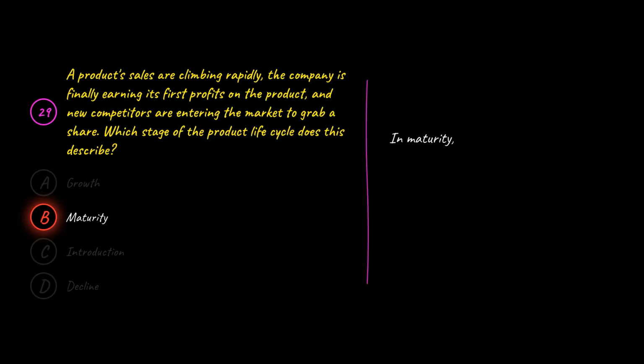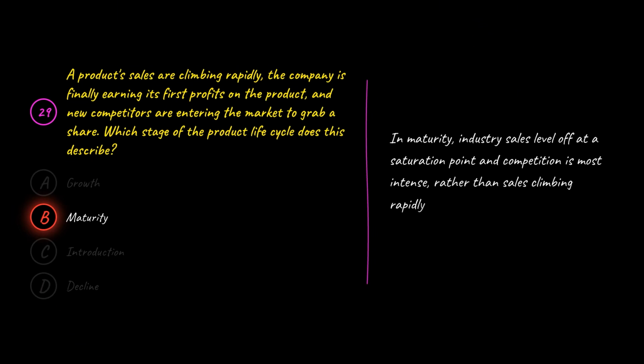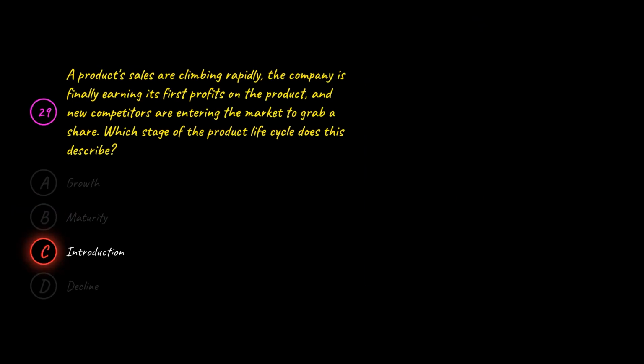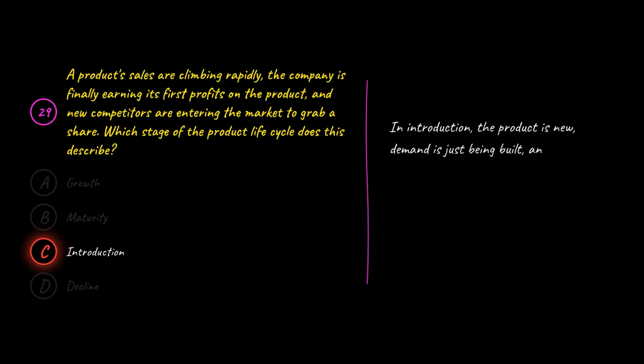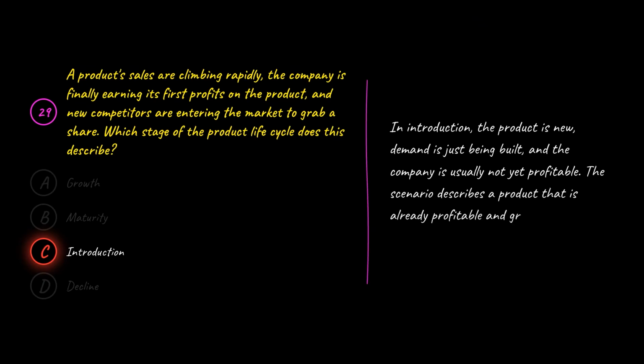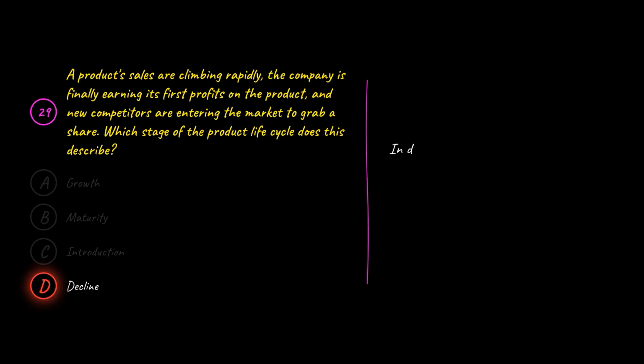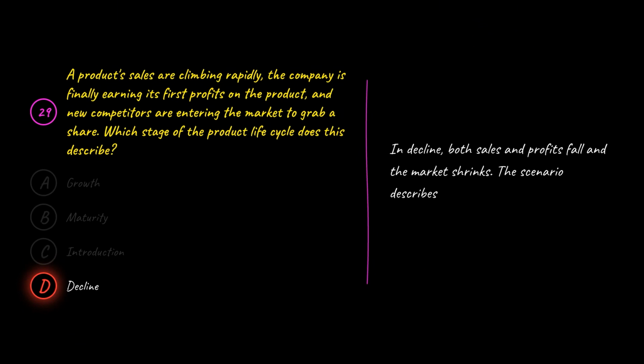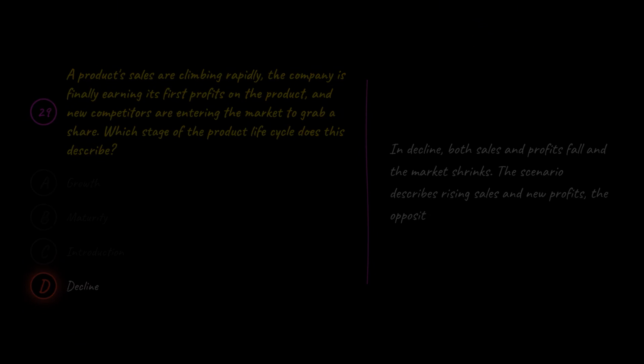B is wrong because in maturity, industry sales level off at a saturation point and competition is most intense. Rather than sales climbing rapidly, the first profits and fast growth described here come earlier, in the growth stage. C is wrong because in introduction, the product is new, demand is just being built, and the company is usually not yet profitable. The scenario describes a product that is already profitable and growing, which is past introduction. D is wrong because in decline, both sales and profits fall and the market shrinks. The scenario describes rising sales and new profits, the opposite of decline.